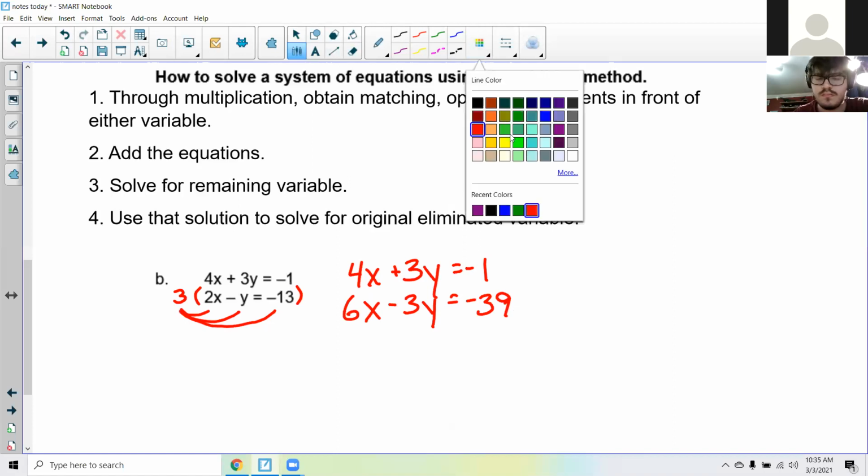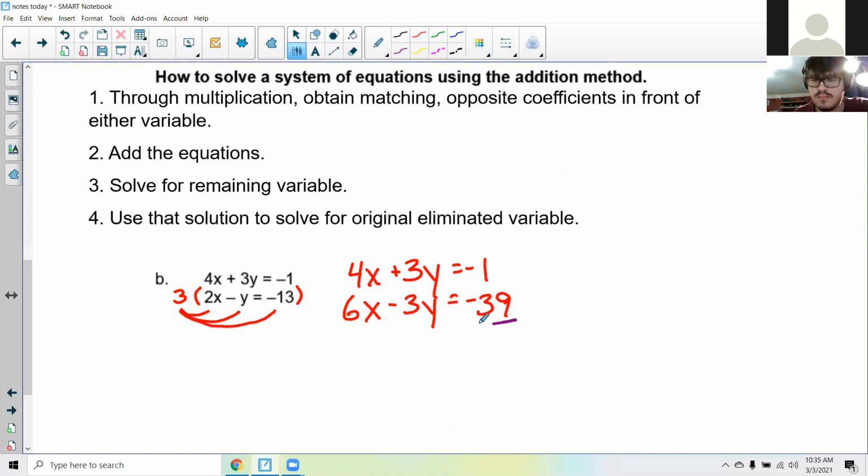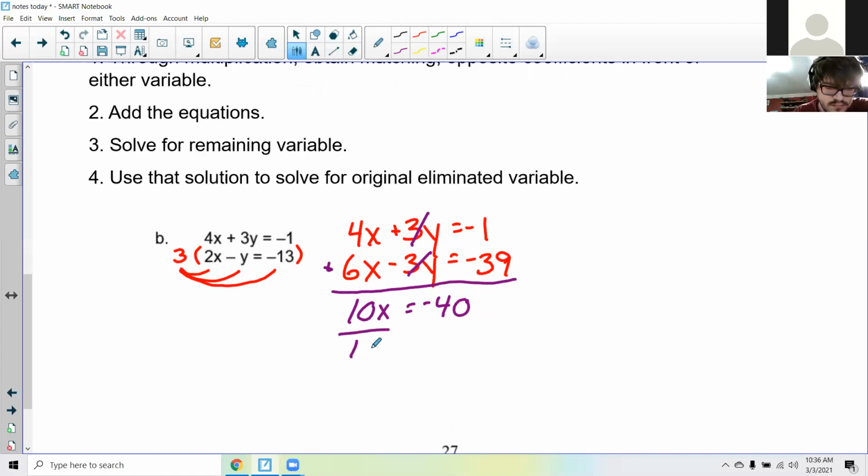Now we're just going to add the equations together. And we have our plus sign. So I have 4x plus 6x, I get 10x. I have 3y and -3y, they're going to cross out. That's why I did that. And I get -1 plus -39 is -40. Now I'll just solve this for x. Divide both sides by 10. x equals -4.